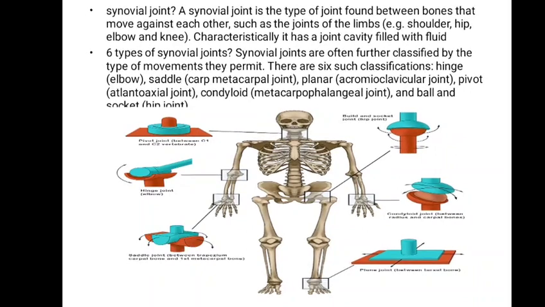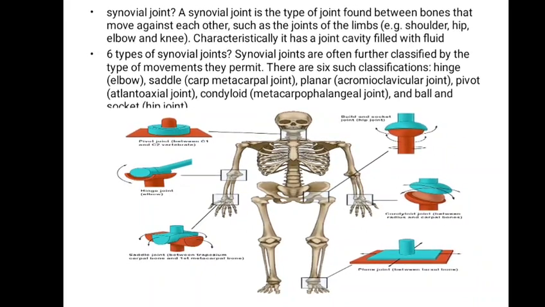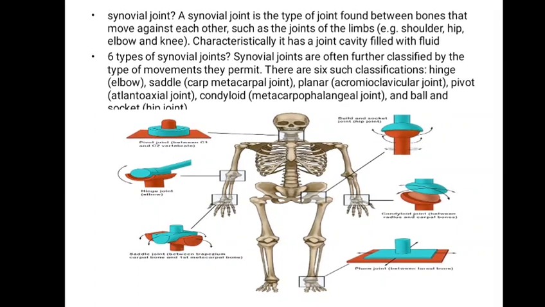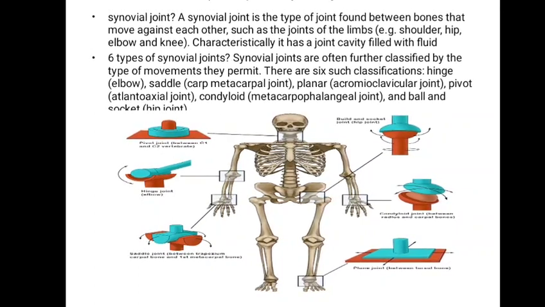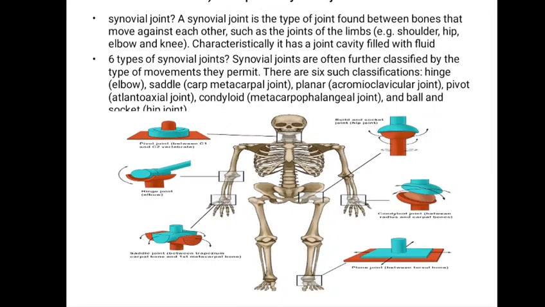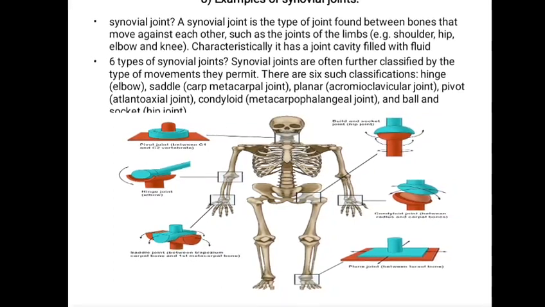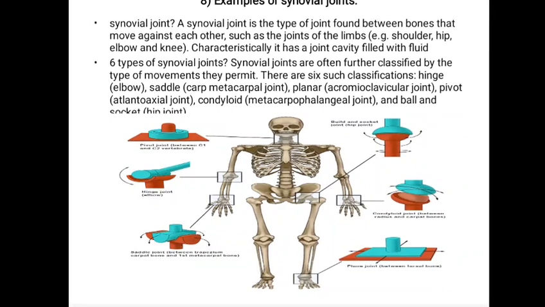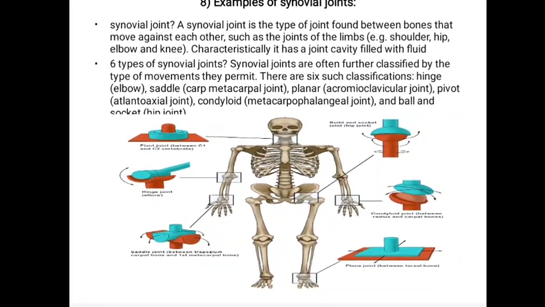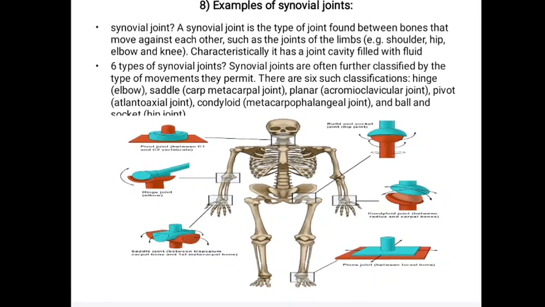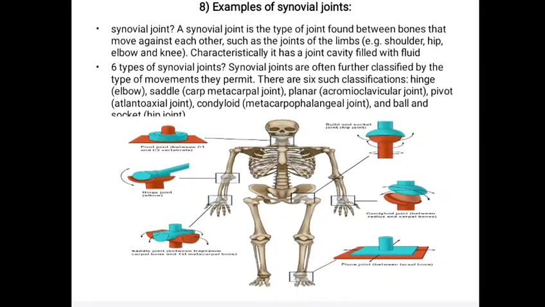Fifth one, this is hinge joint means elbow joint. Then sixth one, last one, that is the saddle joint between the carpal bone and first metacarpal bone. Okay, these are the classification of the synovial joints.